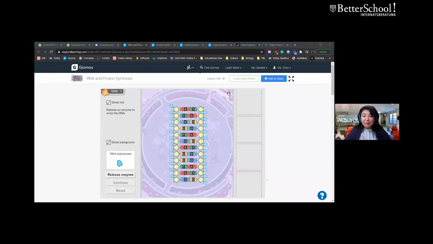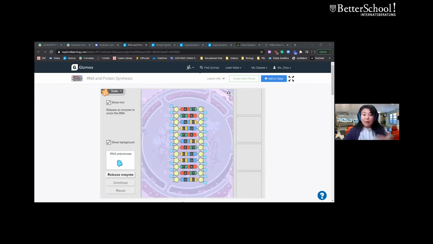This is a program called Gizmos, and we use it at St. Andrews from essentially grade 9 all the way up to grade 12, so it's a very versatile program. It's an interactive program that allows our students to see microscopic level things in a way that they would not be able to in a classroom with the materials that you would have in real life.